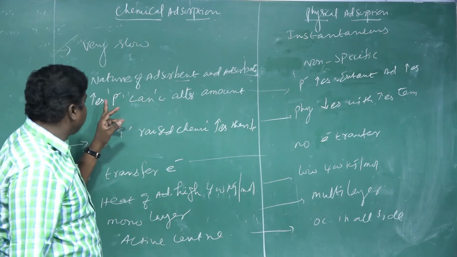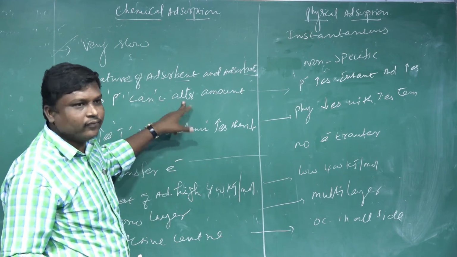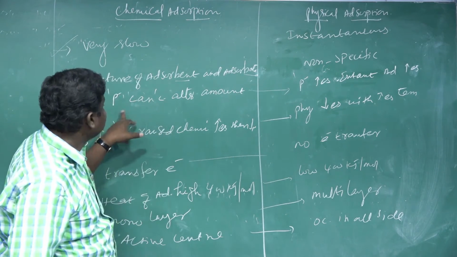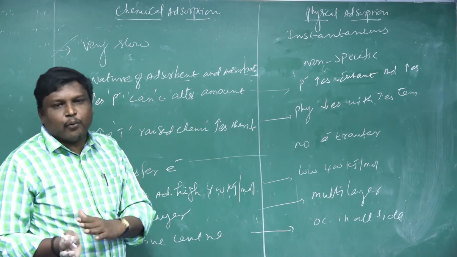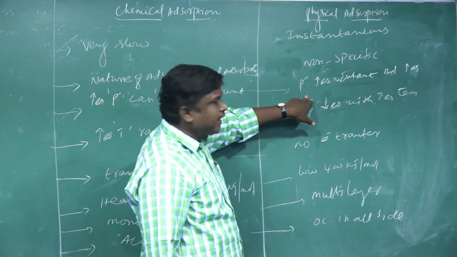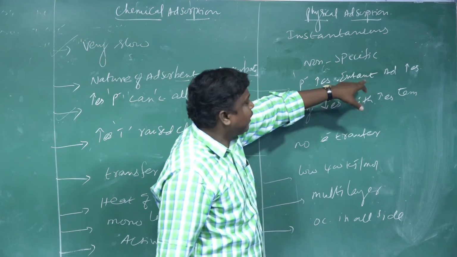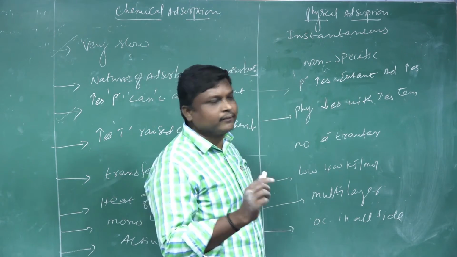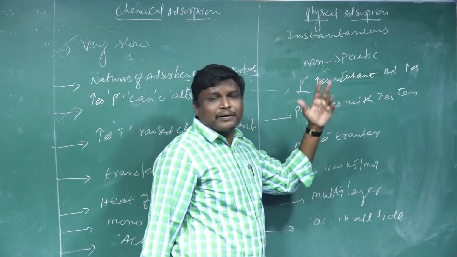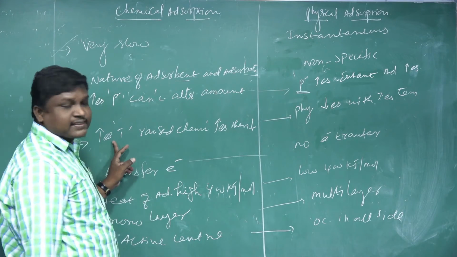Third one, chemical adsorption: when you increase the pressure, the amount cannot be altered. That is the surface amount. But in physical adsorption, when pressure increases, the extent of adsorption increases. Next point, temperature increases.